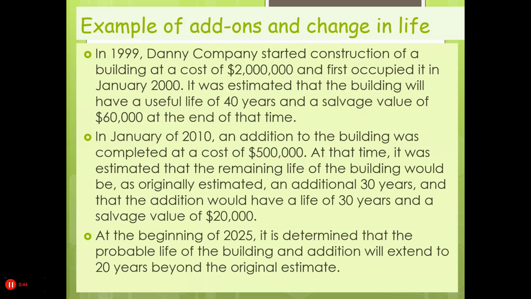In this example, we bought a building and we thought it would have a 40-year life, and we paid $2 million for it, and it has a salvage value of $60,000. And then in January of 2010, we added another add-on for $500,000 and $20,000 salvage value, and it had an additional life of 30, which would be the same as the remaining life on the building. But then in 2025, we estimated that it would extend beyond the original estimate by 20 years.